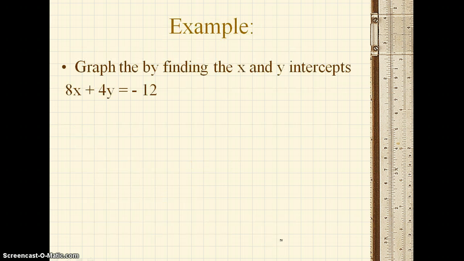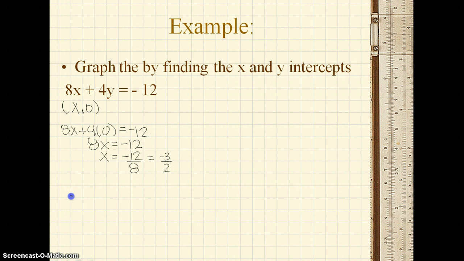So the first example is we're going to graph the following equation by finding the x and y intercepts. So 8x + 4y = -12. In order to solve for the x-intercept, remember it's (x, 0), which means you plug 0 in for y. So that gives us 8x + 4(0) = -12. That's 8x = -12. x is equal to -12/8, which reduces down to -3/2.